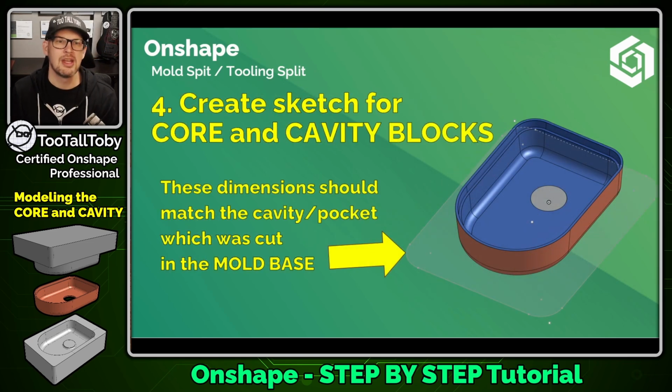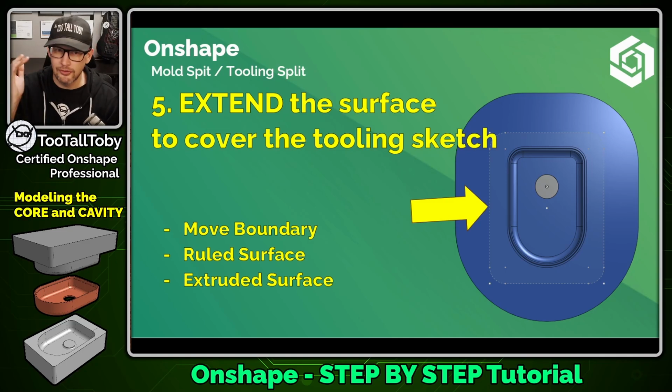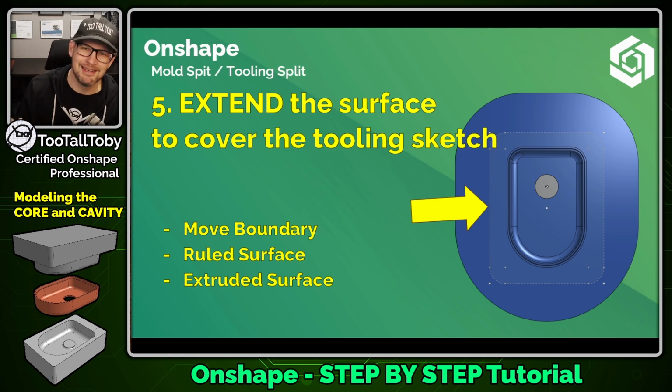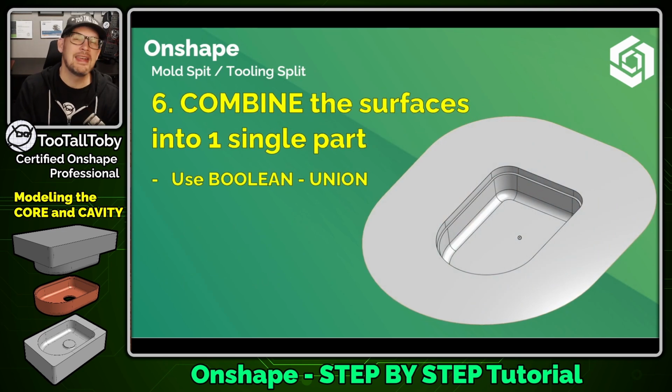Next, you're going to create a sketch for the core and cavity block perimeter, and these dimensions should match the cavity or pocket which was cut into the mold base. That way you can just take your core and cavity blocks and slip them right into the mold base. Then you're going to extend those surfaces so that they fully cover that tooling sketch. You'll do this using move boundary or ruled surface, or even another command like extruded surface. It doesn't matter what command you use, you just need to make sure that that surface extends beyond the perimeter of that tooling block.